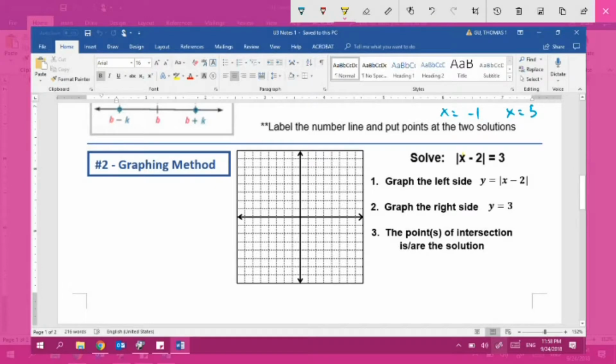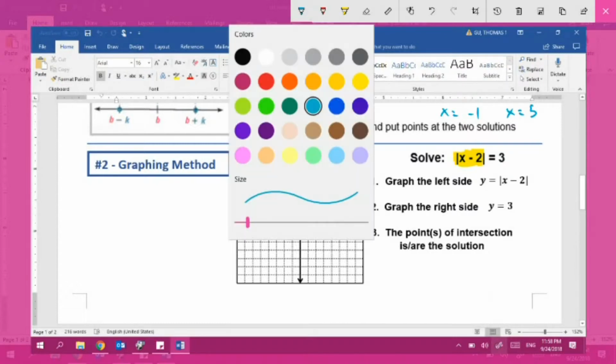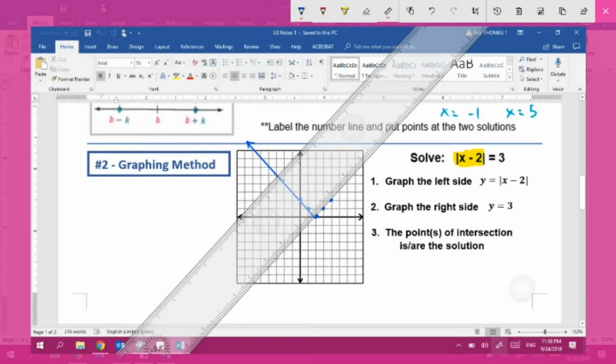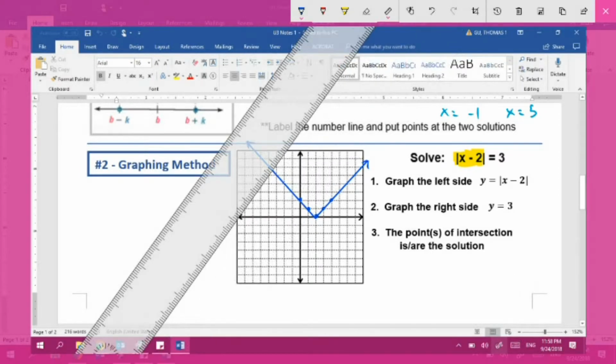All right, so it tells you graph the left side, y equals absolute value of x minus 2. You see this x minus 2, that's the left side. So we're going to graph y equals this left side. So absolute value of x minus 2 tells me to move my absolute value parent function over 2 spaces to the right. So it's going to be like this. Transformations, baby. Translation, 2 spaces to the right.